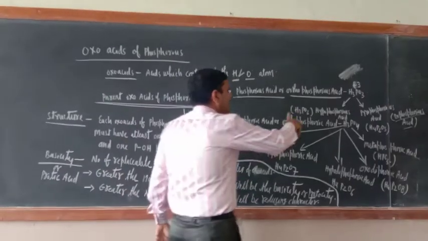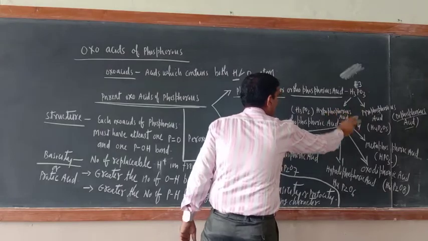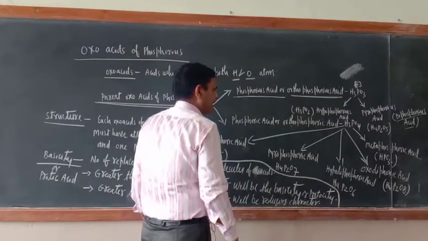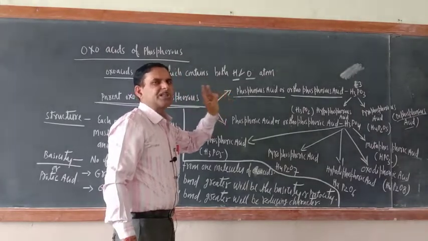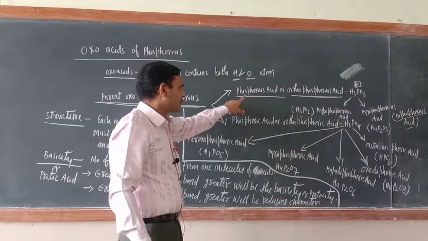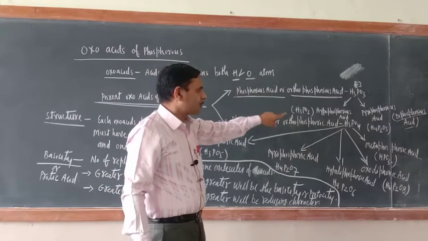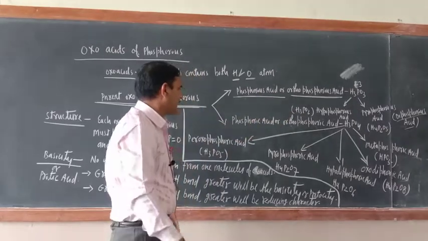So now in addition to the phosphorus acid, two more acids you have got, hypophosphorus acid and pyrophosphorus acid. So total how many now? Three oxo acids of phosphorus you have got: phosphorus acid, hypophosphorus acid and pyrophosphorus acid or diphosphorus acid.